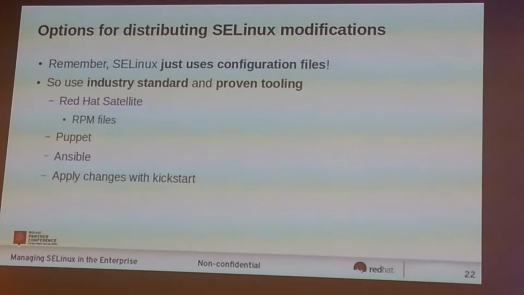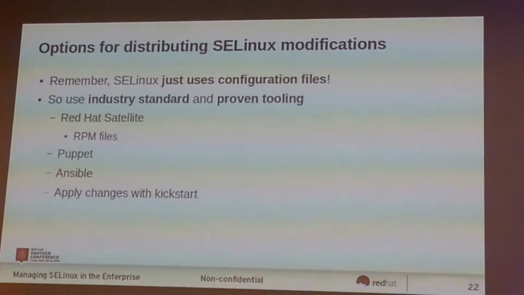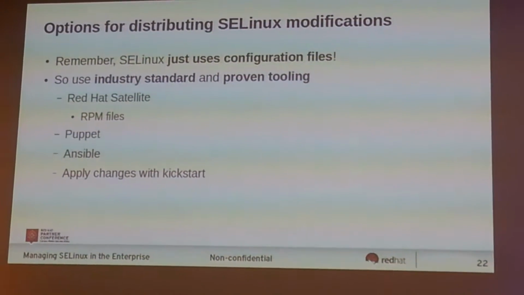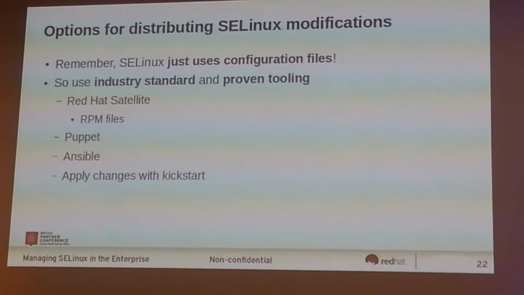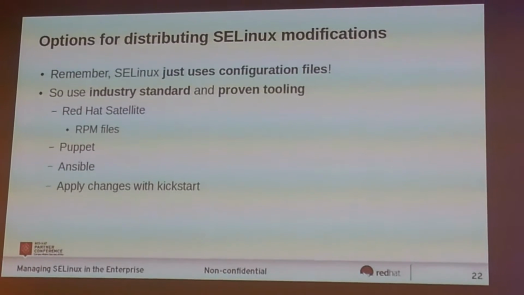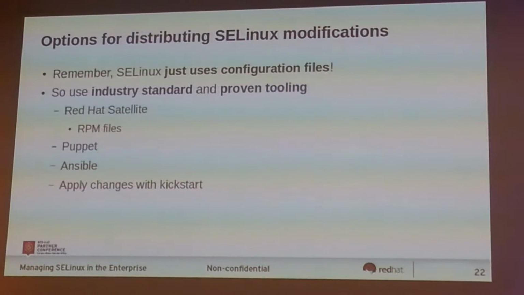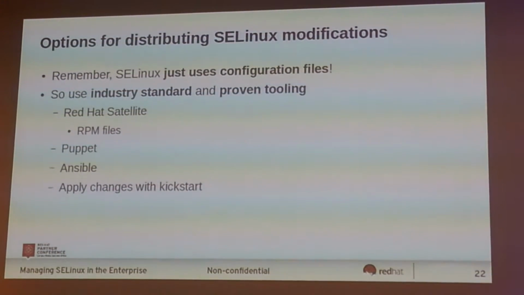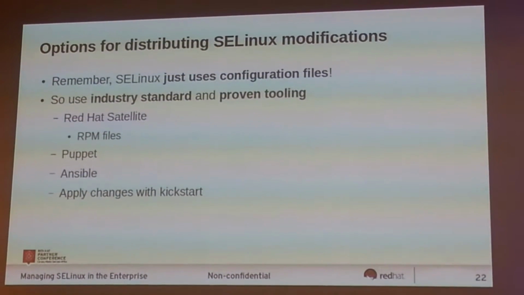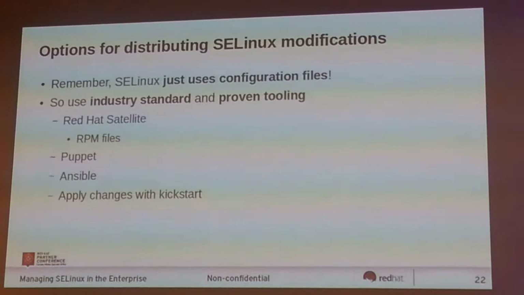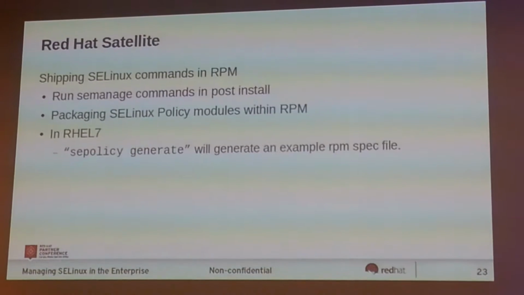Okay, options for distributing SELinux policy modifications. Now, again, I want to get away from this idea that SELinux needs special rules and special considerations. SELinux is just configuration files. So if you use Satellite at the moment for managing your configuration, carry on using Satellite. If you use RPMs with Satellite, carry on using RPMs. I'm sure there are a few Puppet users in the room. Puppet's got built-in support for doing SELinux modifications, as does Ansible, incredibly simple. Or you could apply changes with Kickstart.